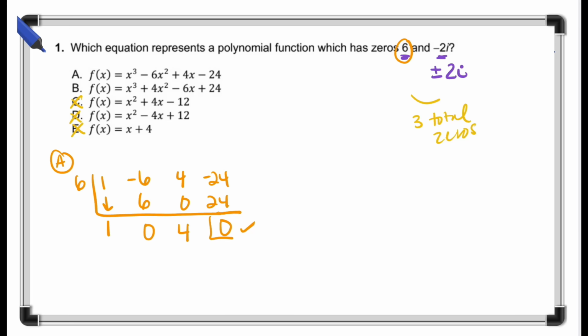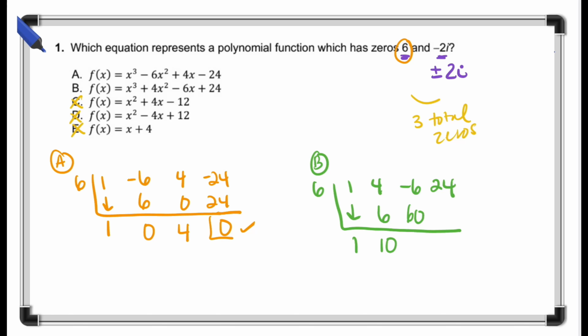Now we're going to also confirm letter B to make sure. So we're going to try 6 again. You have 1, 4, negative 6, and 24. 1, you have 6, you have 10, you have 60, you have 54, you have 324, and then you have 348. So this is your remainder. Now, because the remainder is not 0, in letter B, 6 cannot be a 0 of that polynomial, which means our answer is going to be letter A.